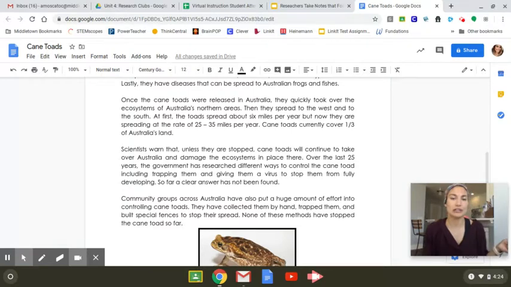Community groups in Australia have also put a huge amount of effort into controlling cane toads. They've collected them by hand, trapped them, and built special fences to stop their spread.